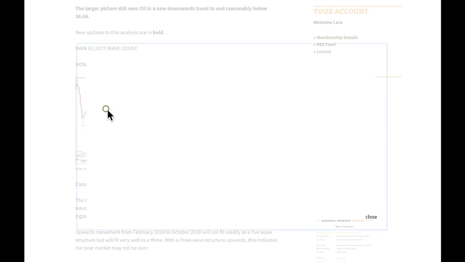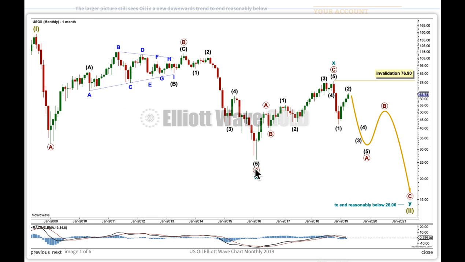The larger picture still sees oil in a bear market, because this upward movement at the monthly, weekly and daily chart time frames will not subdivide very well at all as a 5, but it will subdivide very well as a 3. With a 3-wave structure in an upward direction, that indicates that the larger bear market may not be over for oil. And so I've relabeled this big zigzag. I've moved the labeling down 1 degree and I'm now labeling it the first zigzag in a possible double zigzag for a supercycle degree second wave correction.